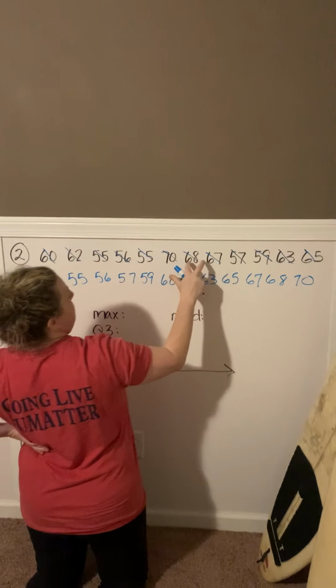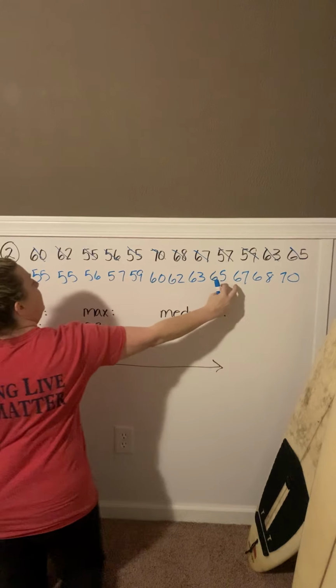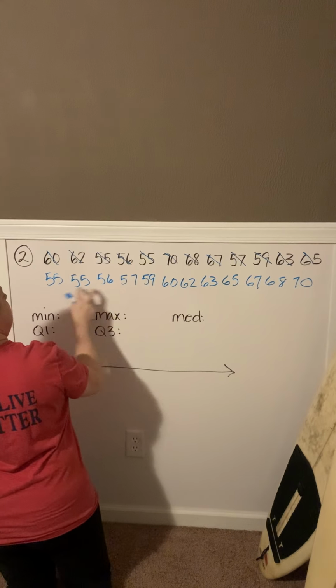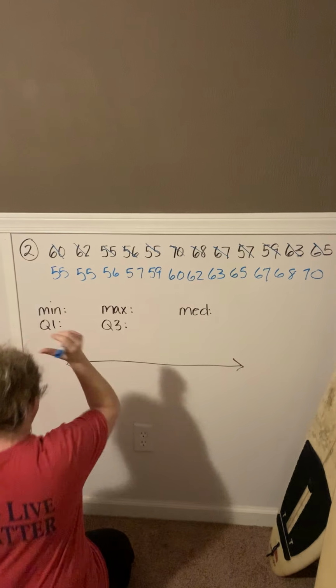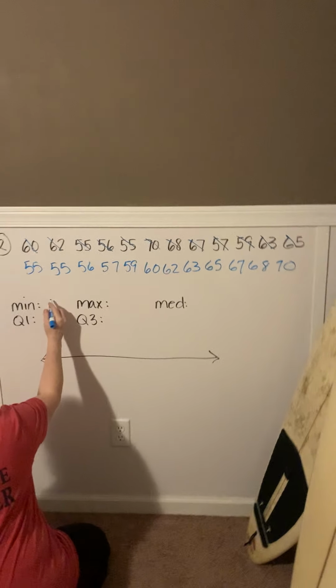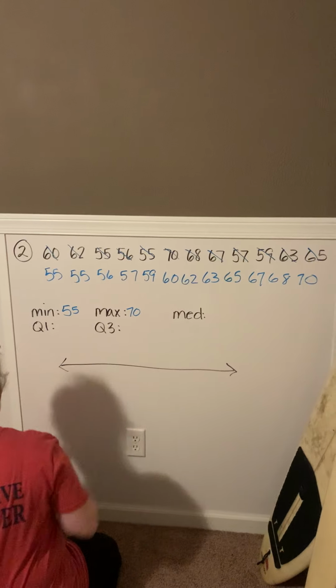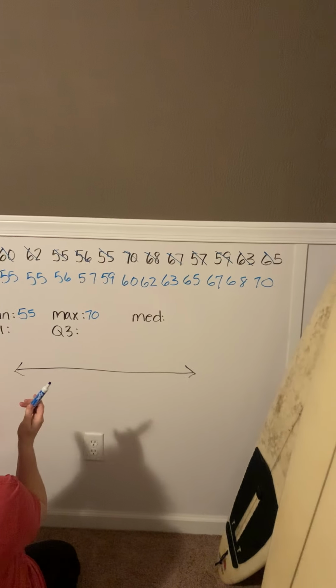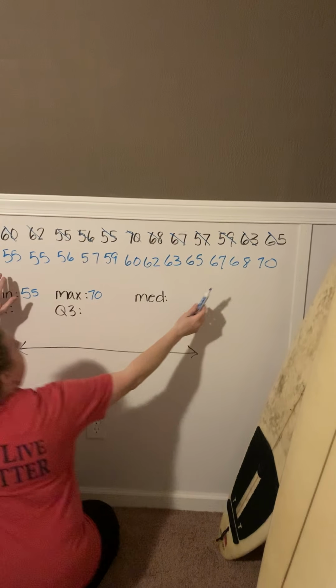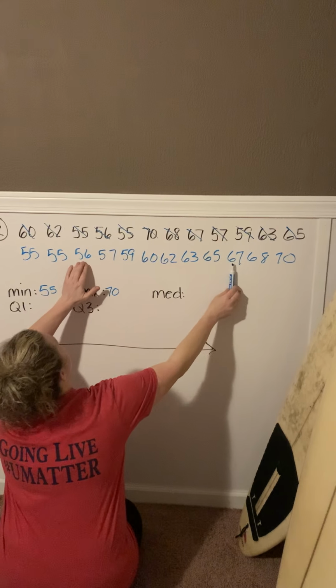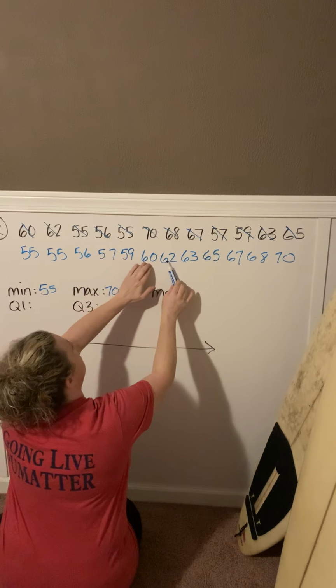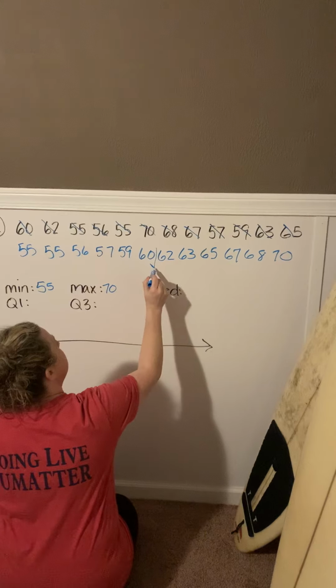So count your data. 2, 4, 6, 8, 10, 12. Awesome. Okay, so our min is going to be 55. Our max is going to be 70. Our median is going to be in the middle of 2 numbers because we have an even set of data. So our median is going to be between here.